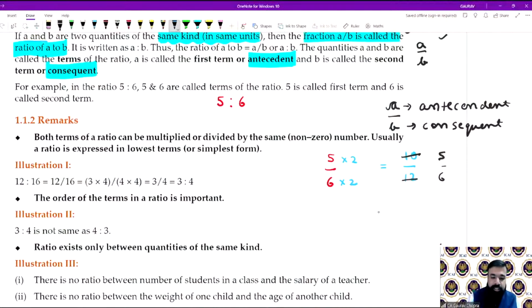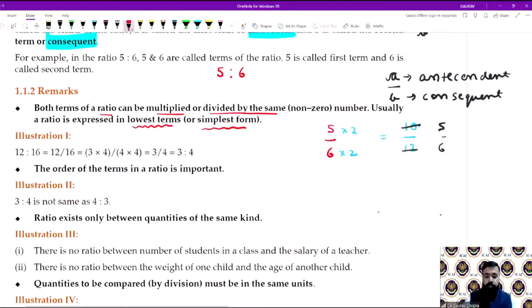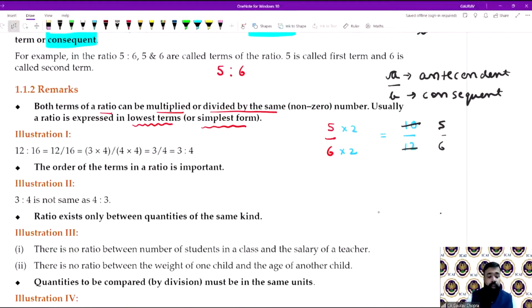Okay, so let us read this statement. Both the terms of a ratio can be multiplied or divided by the same number. And usually a ratio is expressed in the lowest term or the simplest form. That means whatever cancellations are possible, we can cancel them and write the ratio in the simplest possible form.